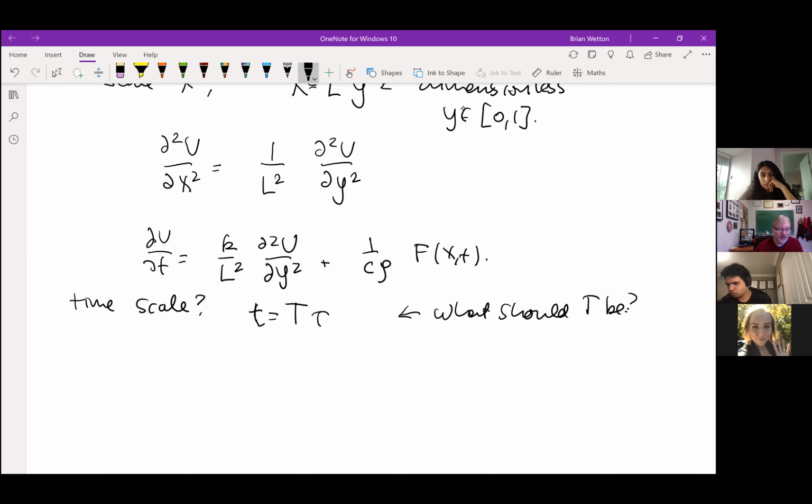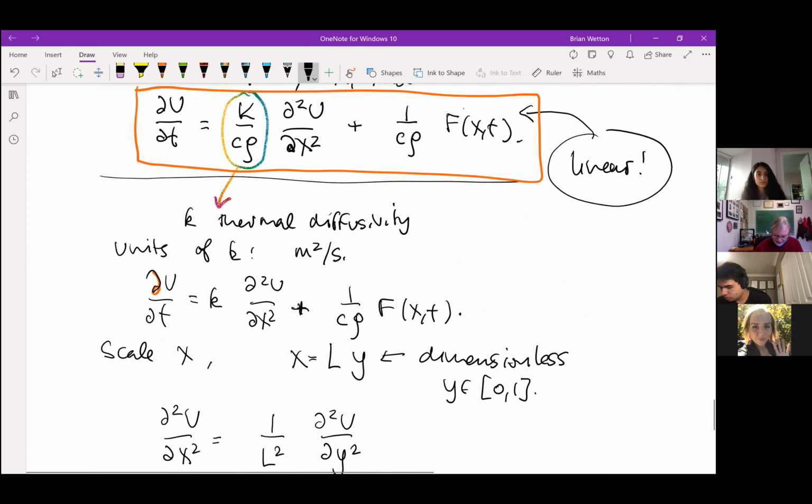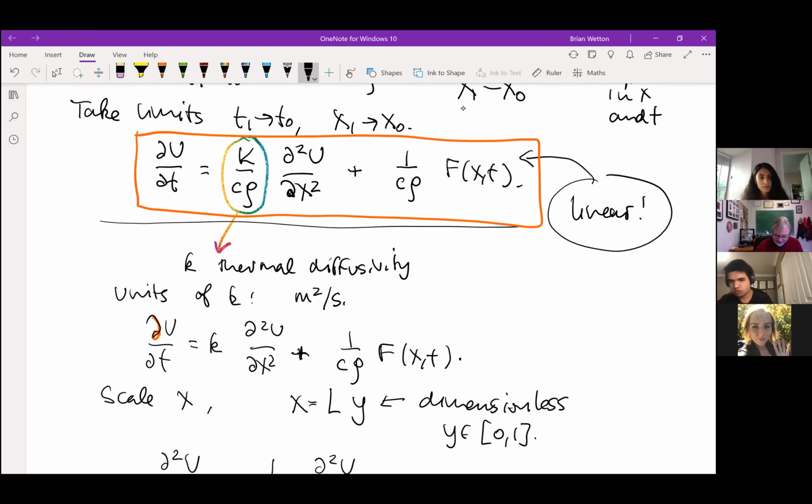Okay, and I think, no, this is little k. Sorry, there's a question about, I went from big K to little k. That's got the C rho in it already. So I'm talking about the thermal diffusivity, not the big K, which is thermal conductivity, I believe is the name. Thank you.